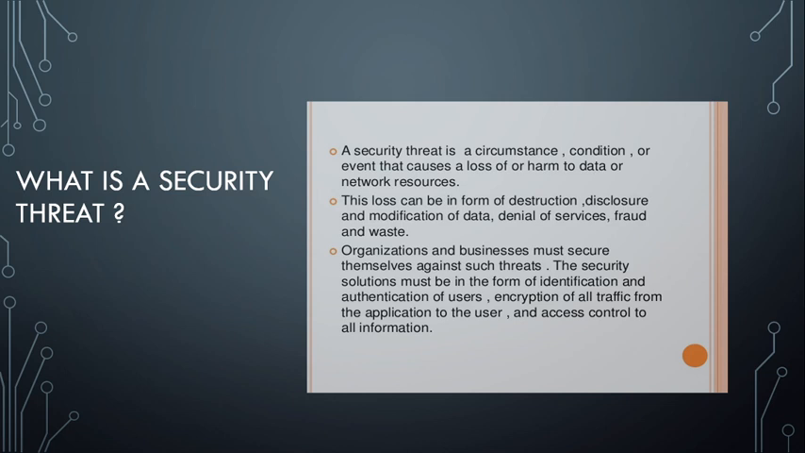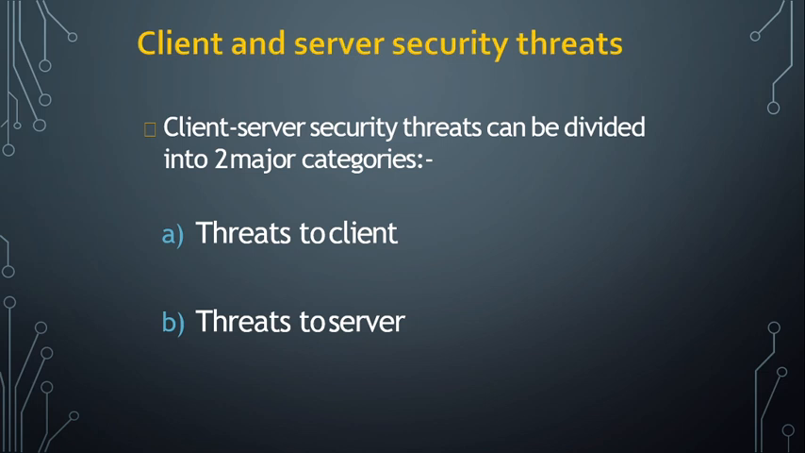Now we are dealing with the client server network. When talking about security threats affecting a client server model, we can differentiate these threats into two major categories. Let's see what they are. Client server security can be divided into threats to clients and threats to servers. There are many threats that affect only the client machines or devices, and many things that affect the server alone. So let us see them one by one.